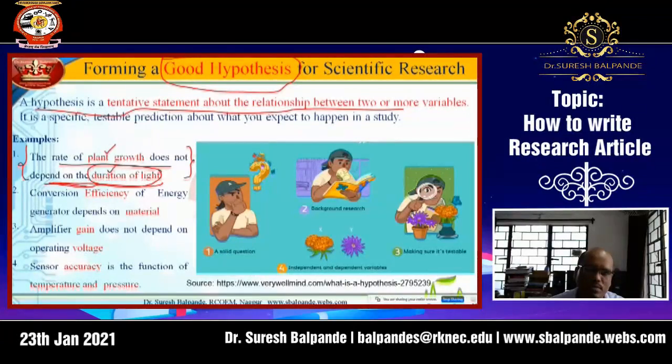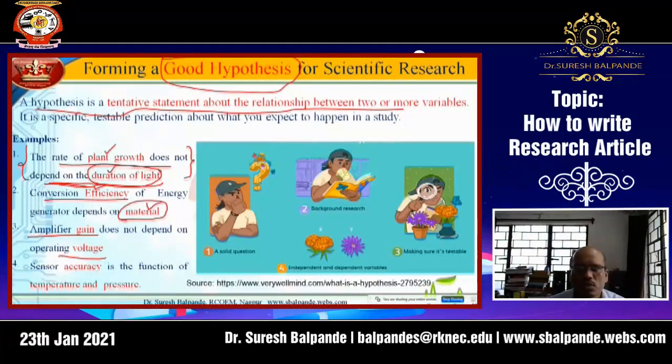Another example, in the electrical or electronics domain: conversion efficiency of an energy generator depends on the material. So material is very important, and conversion efficiency is important. Like that, amplifier gain does not depend on operating voltage, and so on. These are just examples.